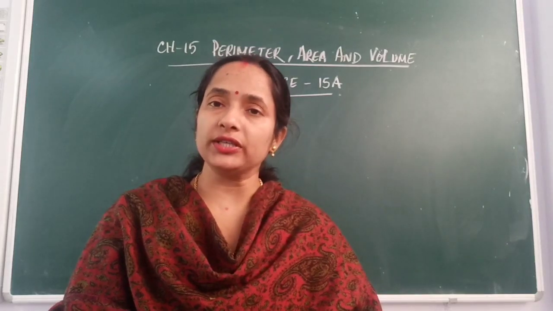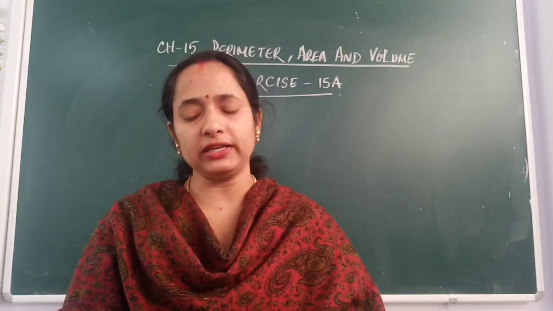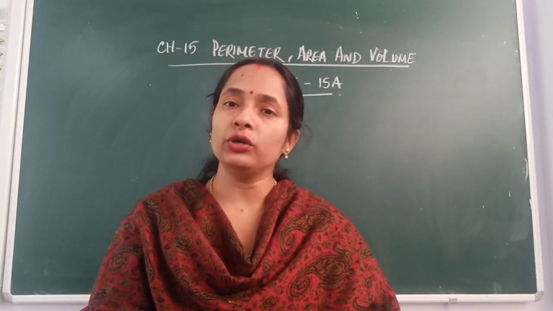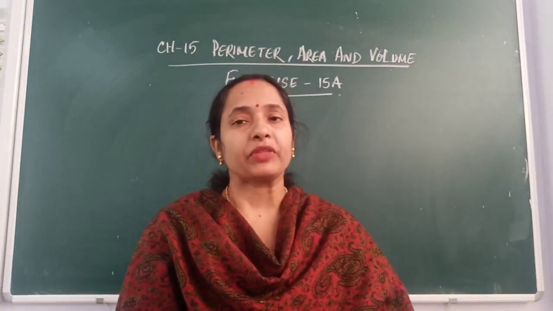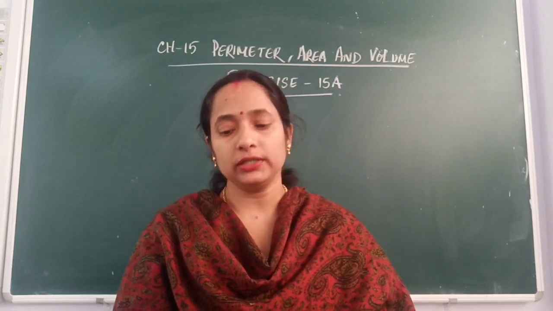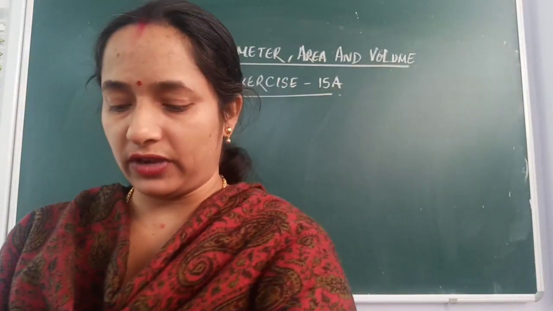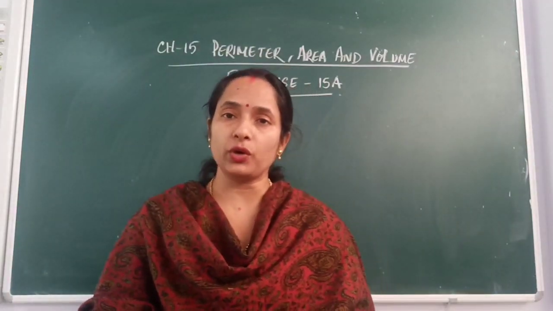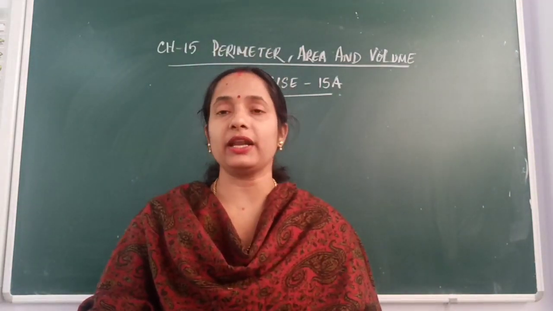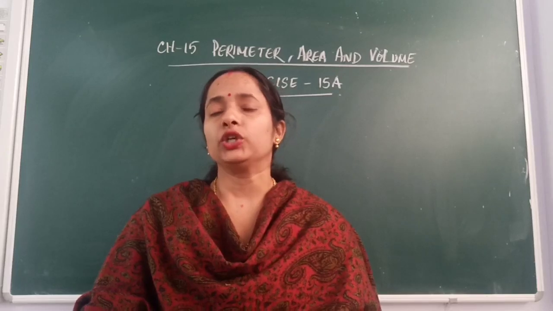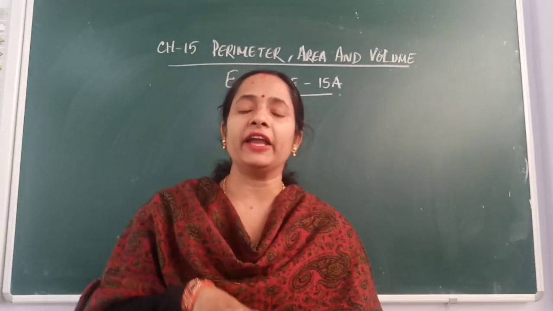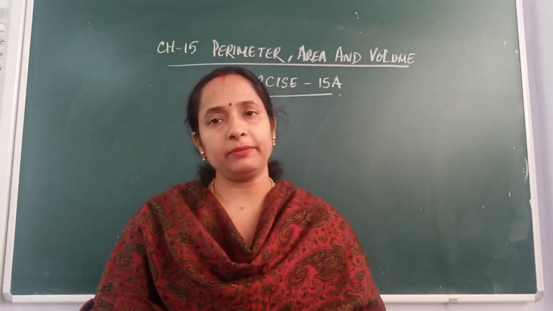Like the first question in this exercise, you have to find the perimeter of the following rectangles. As we all know, the rectangle has a length and a breadth. So here a few questions are given. You are given around 3 questions, where in every question you are given the length and breadth of the rectangle, and simply you have to apply the values, put the values in the formula of perimeter of rectangle.